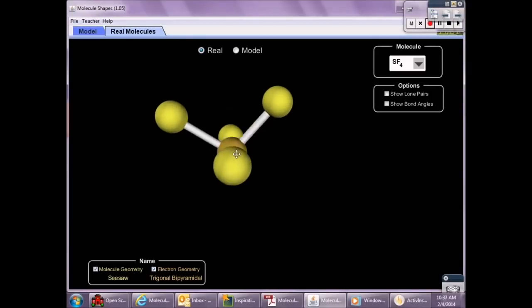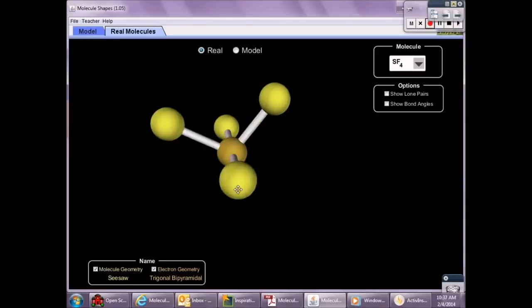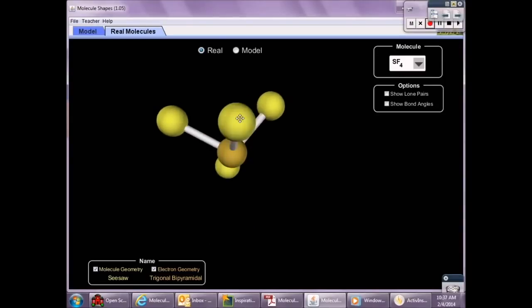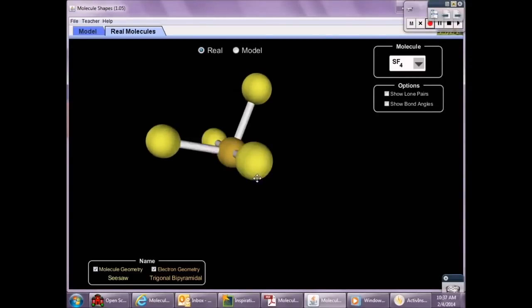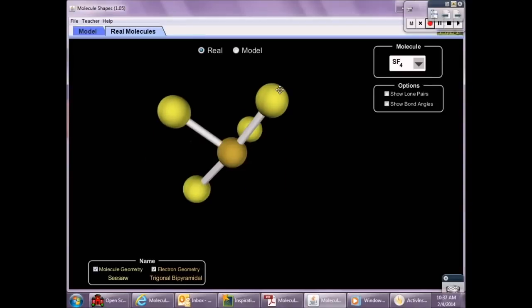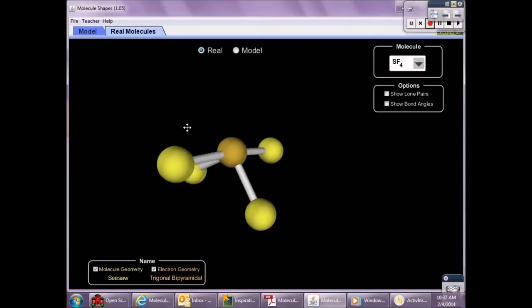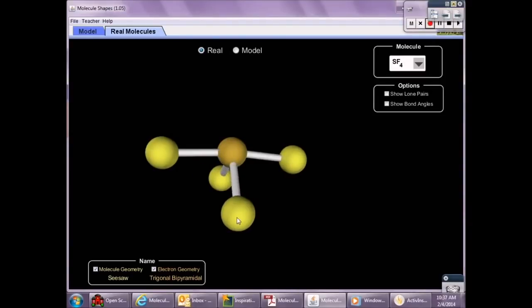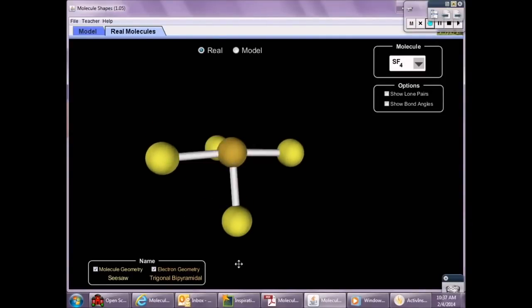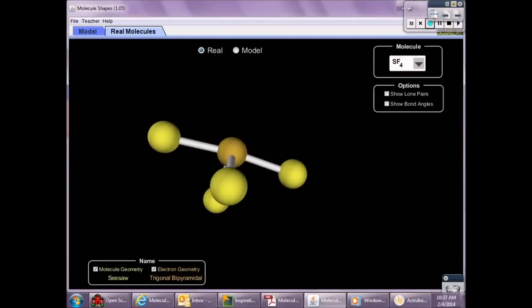S-E-E-S-A-W. Seesaw. Just imagine 2 kids, one sitting here, the other one sitting on the other side. Seesaw. Up and down. Let's see if I can flip it. This is a seesaw, like that. That's how you have the seesaw. All right, so let's go with the next one. You see why it is my favorite?